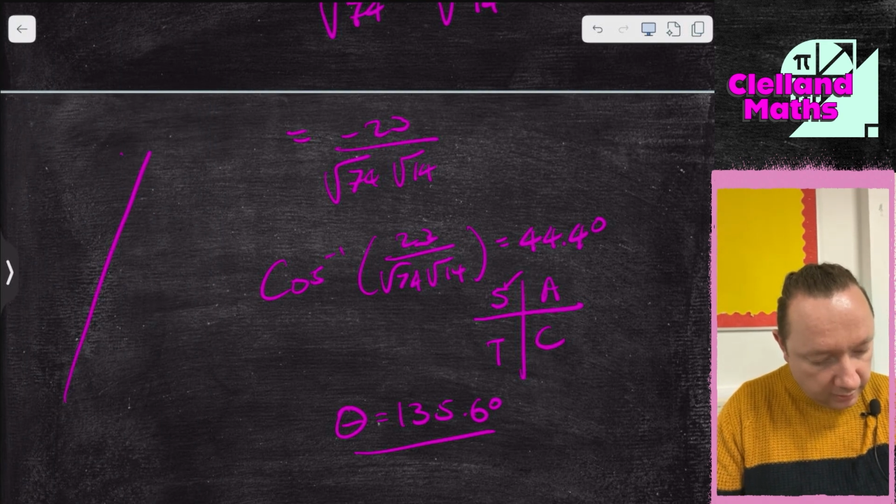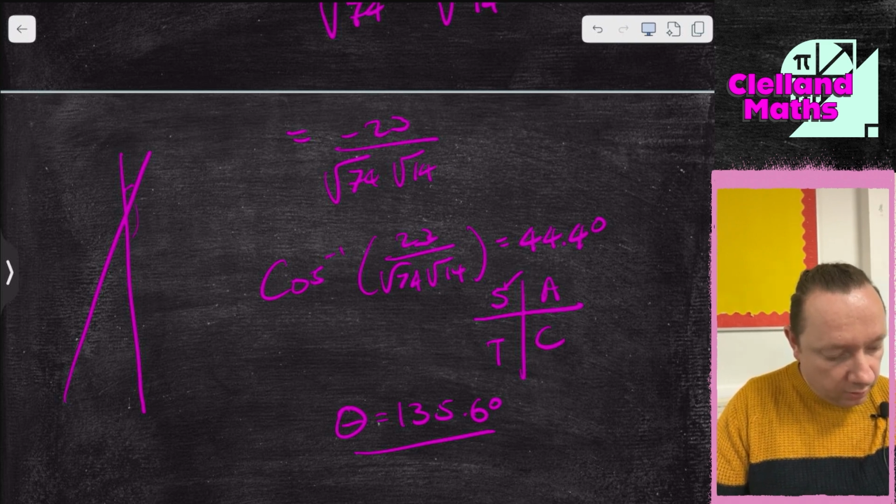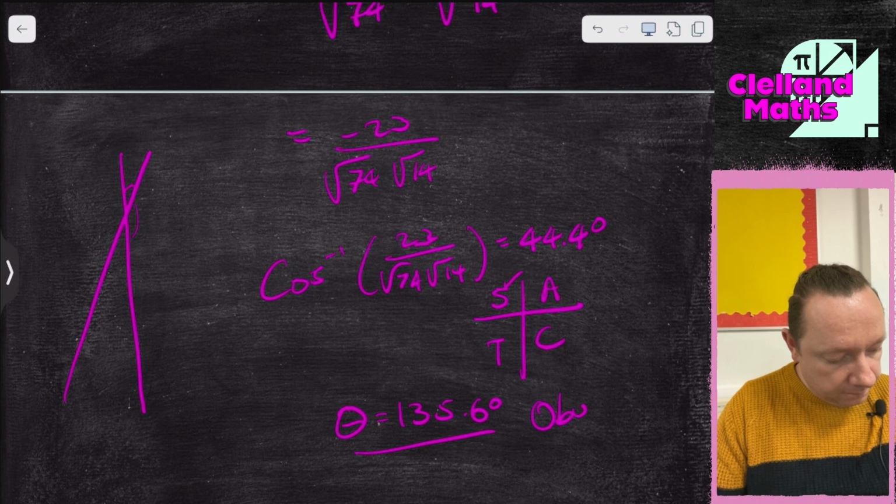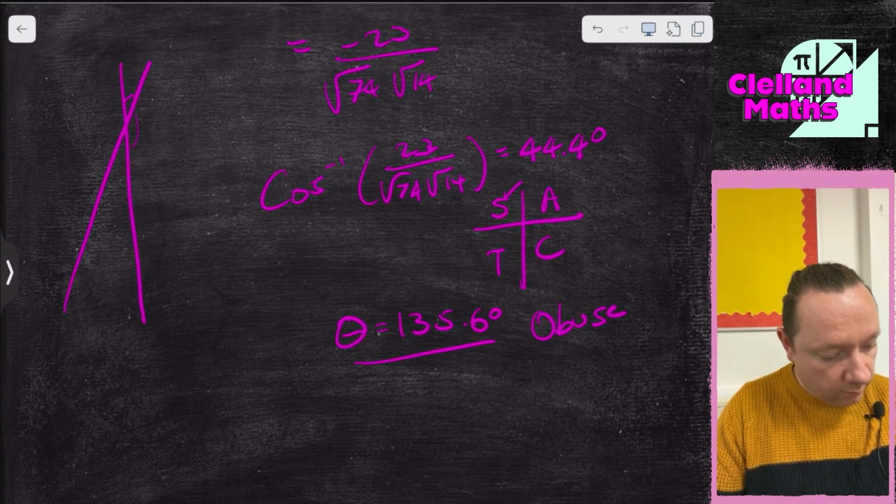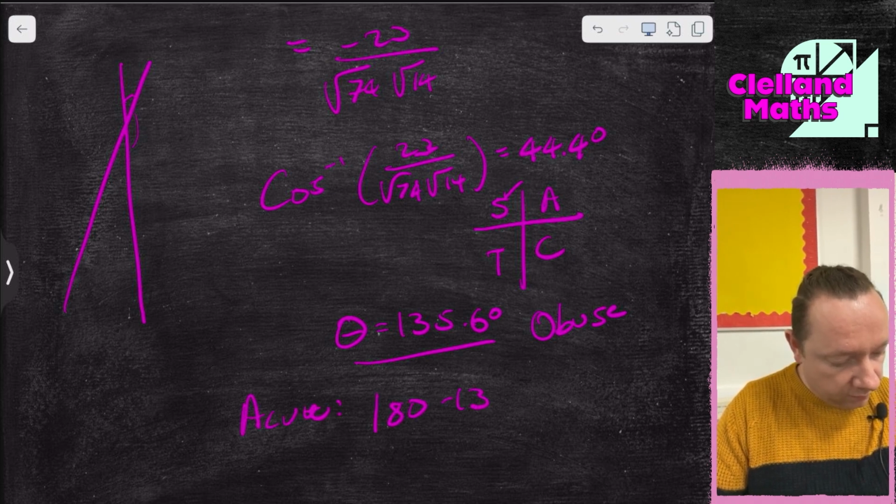If you think about two lines intersecting, let's say like that, you'll have one angle which is acute and one angle which is obtuse. The obtuse angle is that. So to get the acute angle, the angles on a straight line add to 180. So in fact, we're back to 44.4. So the acute angle is 180 minus 135.6, which is back to 44.4.